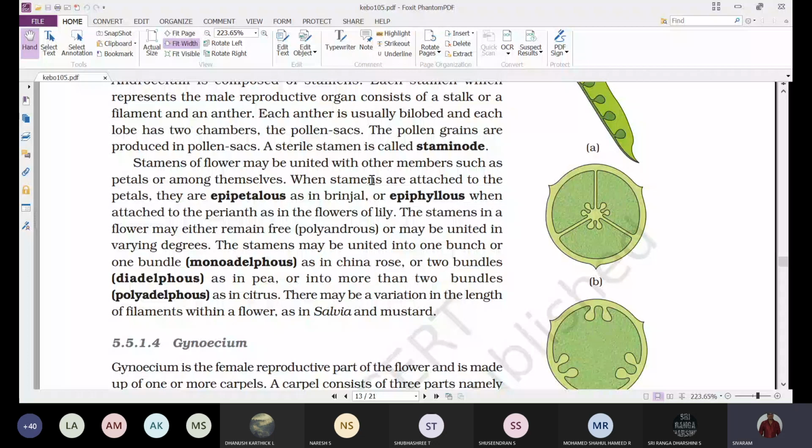And next, there may be a variation in the length of filaments within a flower, as in salvia and mustard. That means all the stamens in a flower do not have equal size. They may have varying lengths of filament or stamen. We can observe this very clearly in salvia and mustard.